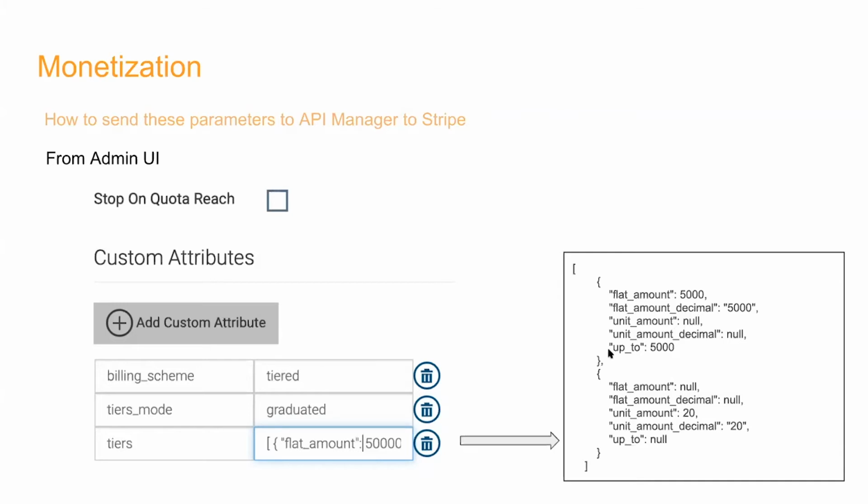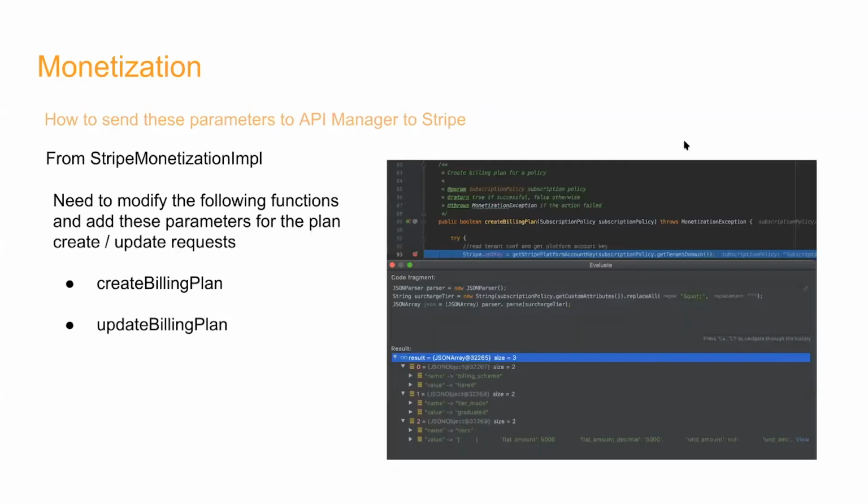Once you pass these custom parameters through the admin UI, you have to extend or customize the Stripe monetization implementation. And in the implementation, you have to modify the create billing plan and update billing plan methods. So I have shown on the right of the slide how you can pass these custom parameters to the backend. So now you are capable of sending these custom parameters from the API Manager admin UI to the backend implementation.